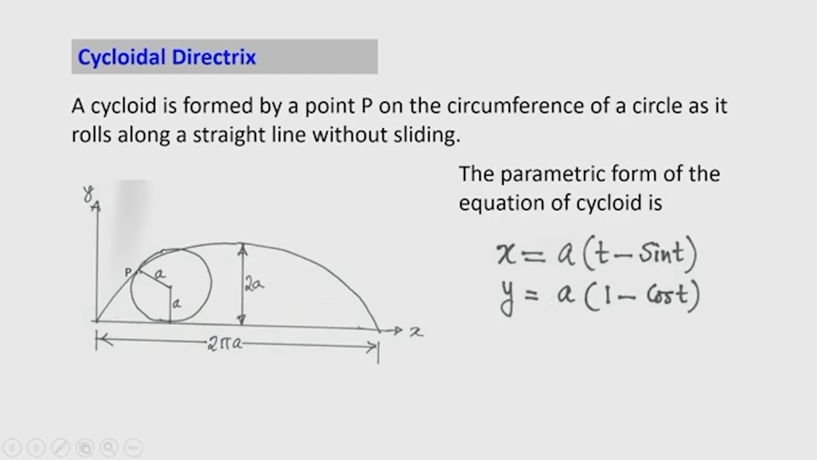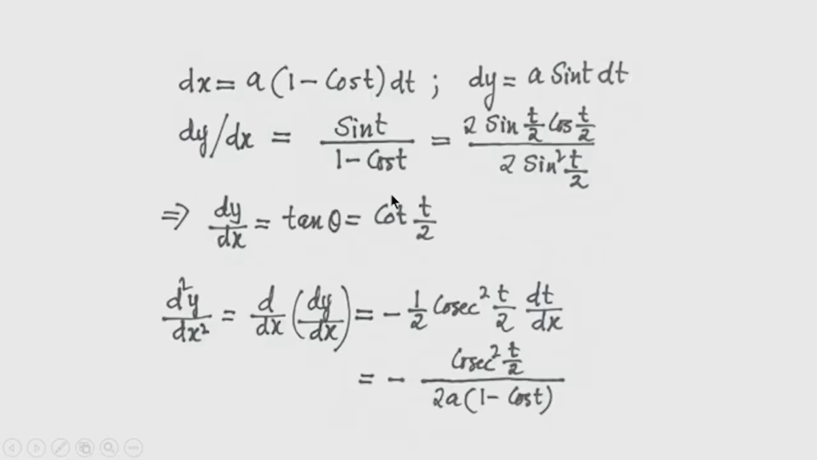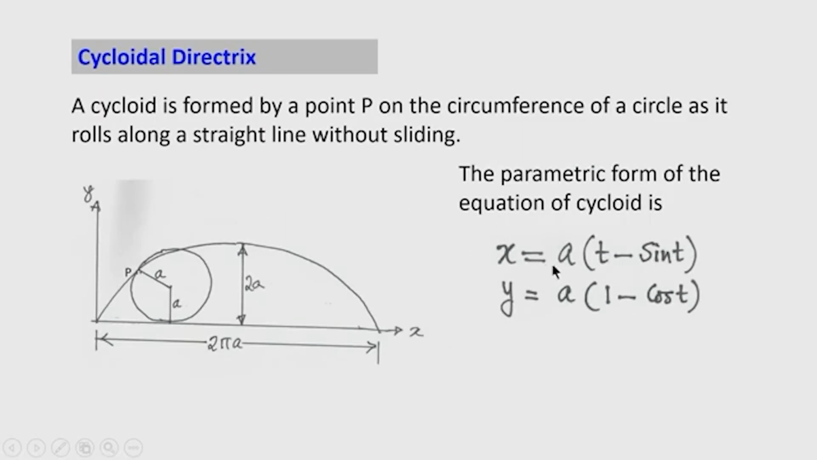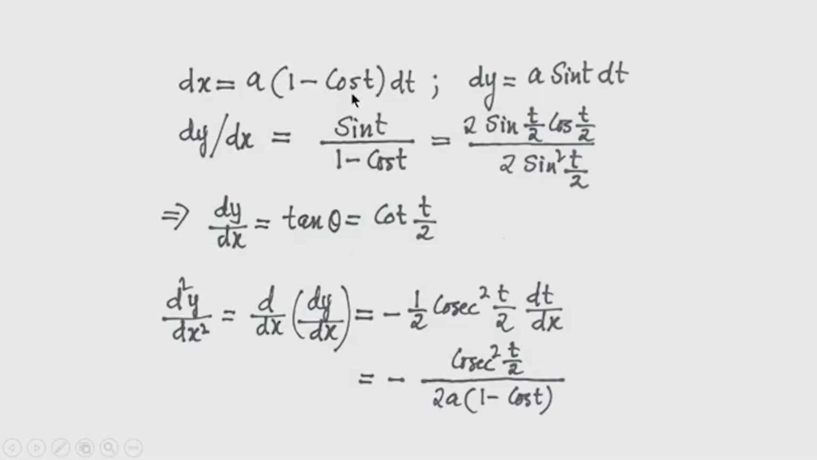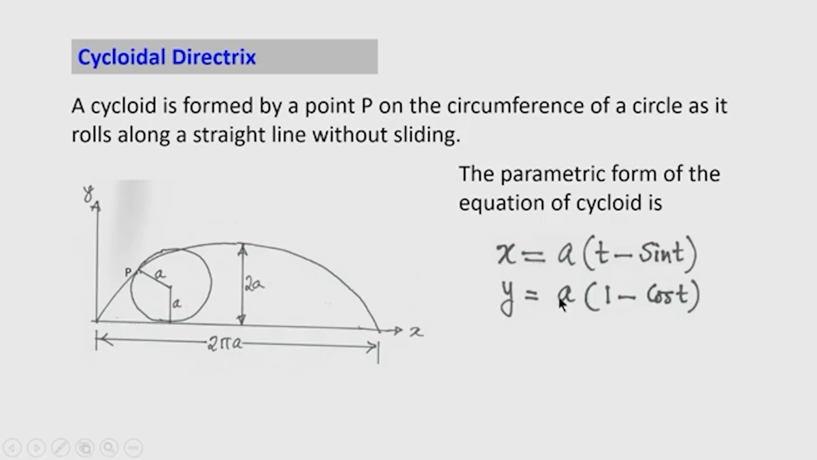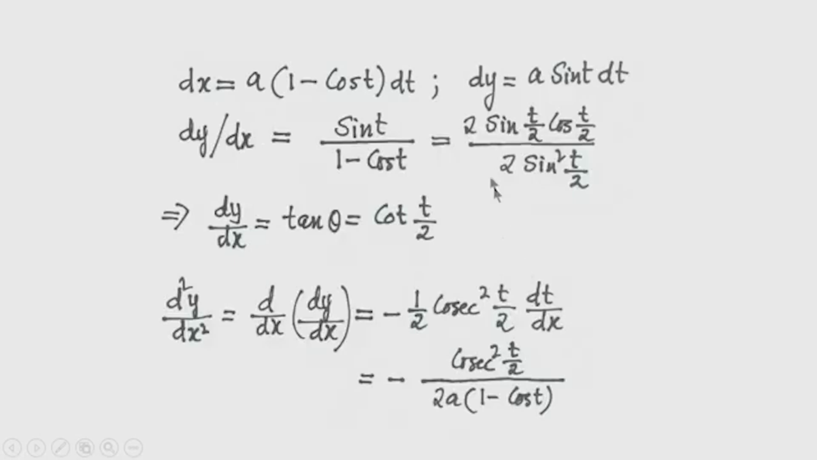Okay. So, the parametric form of this cycloid is x is equal to a into (t minus sin t) and y is equal to a into (1 minus cos t). Now dx we can find: dx will be a into (1 minus cos t) dt. dy can be found: dy will be a sin t dt. So, dy by dx is now calculated: dy by dx will be sin t divided by (1 minus cos t).